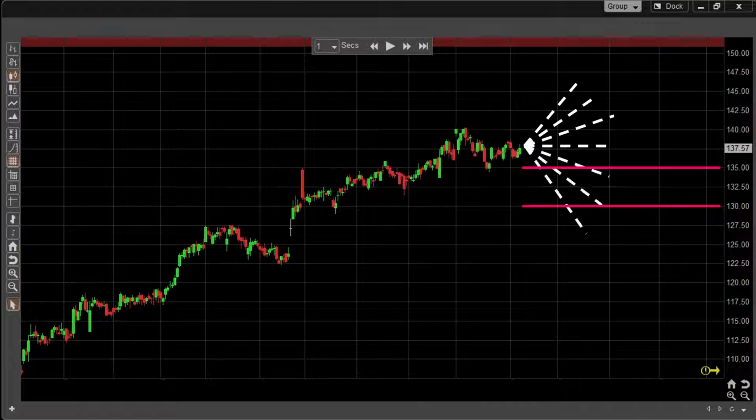Now, as long as the stock stays above 135, I can still make money. And if the stock drops below 135, this is the crucial part right here. If the stock drops below 135, you're going to exit the trade and take a small loss. You will stay in this trade as long as it stays above 135 until you hit your profit target. If it drops below 135, you will exit the trade and take a small proportional loss. That's it.